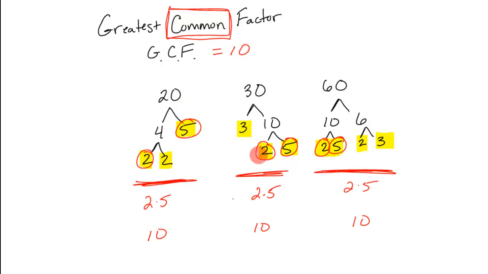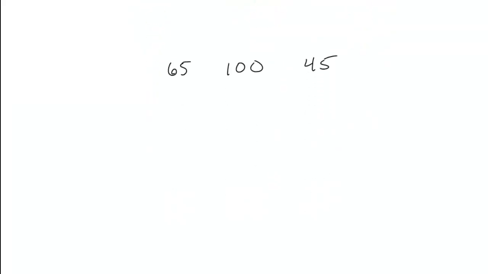So you can divide each of them by 10 and you'll get the rest of the numbers out. And that's what we want to know. What's the largest common factor, or greatest common factor? Now let's have you try one. I have 65, 145 here. Pause the video and see if you can do the factor tree and then see if you can find it. And I'm going to do it here in a moment.